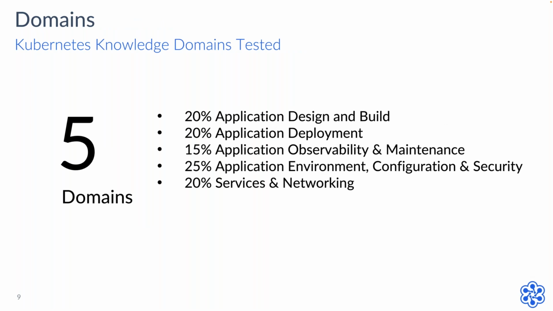In terms of the structure of the CKAD exam, there are 5 domains. This is based on the newer version of the CKAD exam as released at the end of September 2021. The first domain is application design and build, 20%. Second domain is application deployment, 20%. 15% for application observability and maintenance. 25% for application environment configuration and security. And the last domain is 20% services and networking.